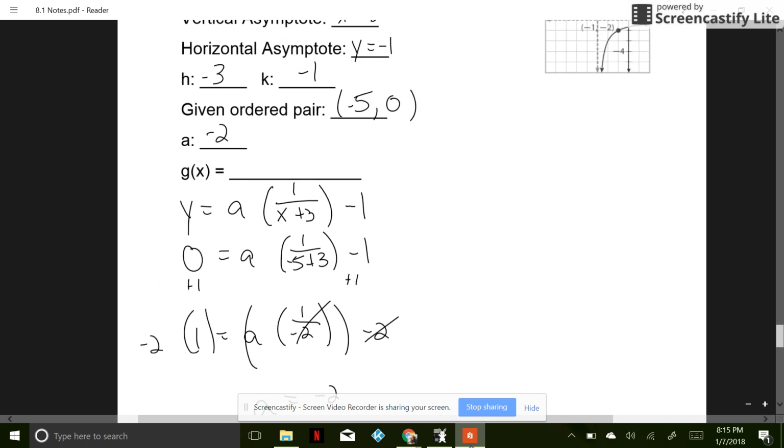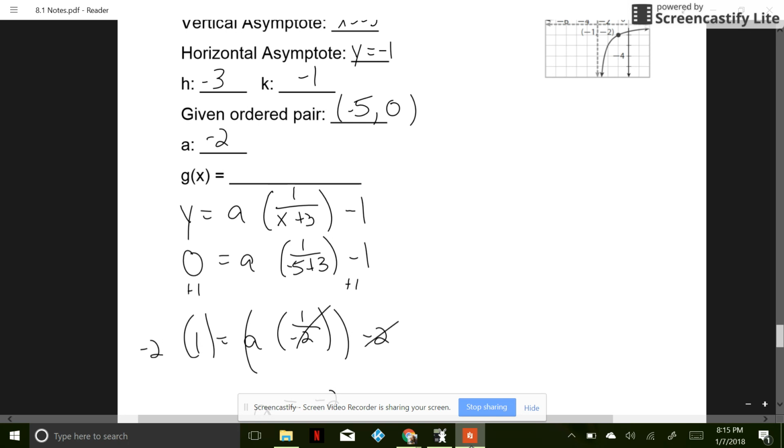So once you know that a is negative 2, your function then will have a negative 2 times the quantity 1 over x plus 3 and then minus 1.